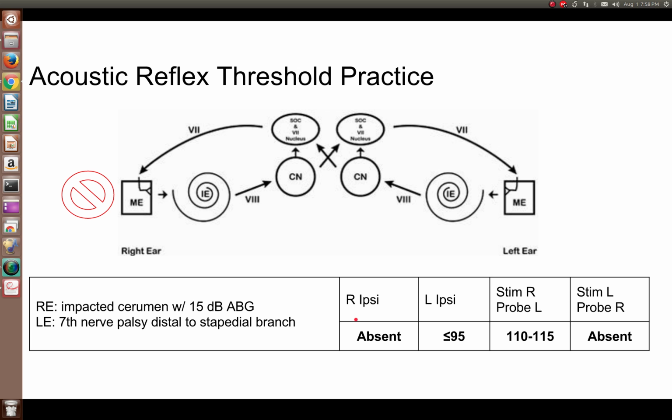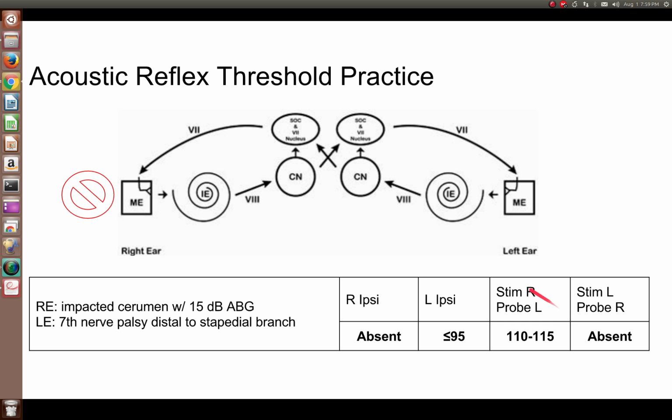Right ipsi is absent, and why is that might be the question. Well, the key thing here is the impacted cerumen. Remember, if we have impacted cerumen, this is also the case we probably have a flat tympanogram, meaning we can't even see changes in admittance when we change ear canal pressure at all. We're definitely not going to see changes in admittance with the reflex when the impacted cerumen is in the probe ear. So right away you can say right ipsi is gone, and also any reflex where the right ear is the probe ear, which is the left contra over here. Those are both absent.